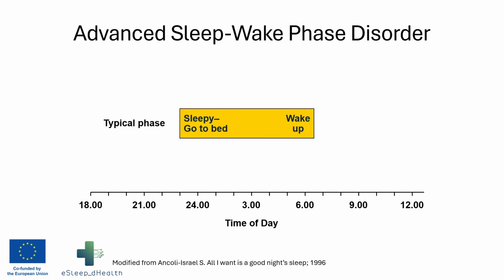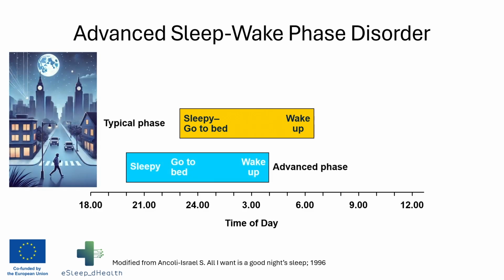Now, again, this is the typical sleep phase of a normal person without sleep disorder, but for someone with an advanced phase, they will exhibit a sleep-wake cycle that is advanced by at least 2 hours when compared with the conventional times and symptoms, as you can see there. So it's earlier, and the symptoms persist for at least 3 months.